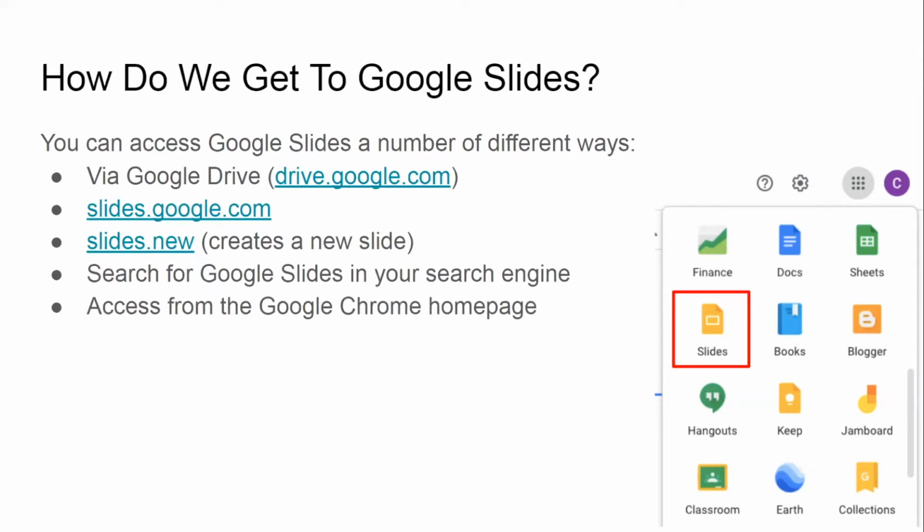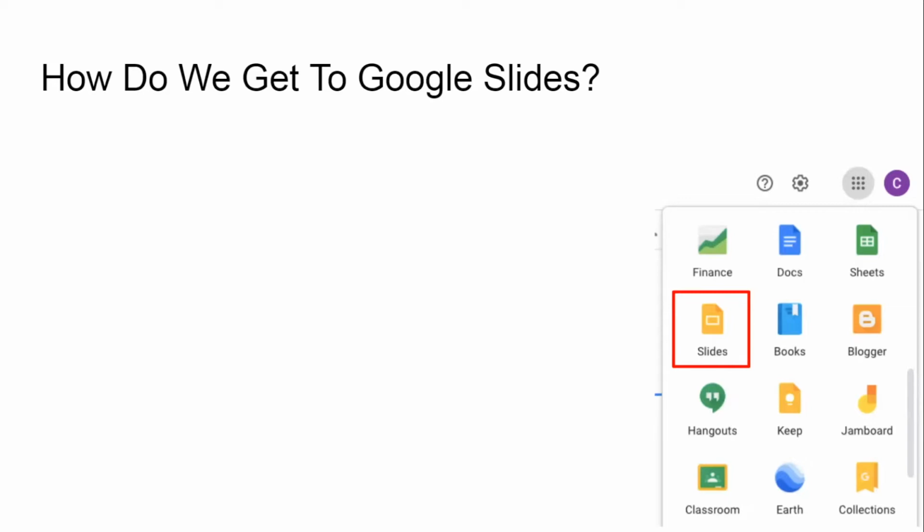You have access from the Google Chrome homepage. Or if you're using mobile, you can open the app on your tablet or your phone. So for the image to the right, if you're on Google Chrome, you can access Google Slides by clicking on the 9 dots at the top right of the screen.